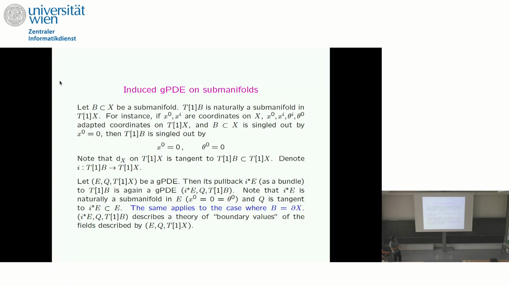And then if B is singled out by x naught equals zero, then T1B is singled out by x naught and theta naught equals zero. In particular, the de Rham differential, which you can see as a vector field, is just tangent to this surface. This is a well-known fact that the de Rham differential survives pullback. It behaves well with respect to pullback. It's nothing but the fact that the de Rham differential on a big manifold restricts to the de Rham differential on a submanifold.